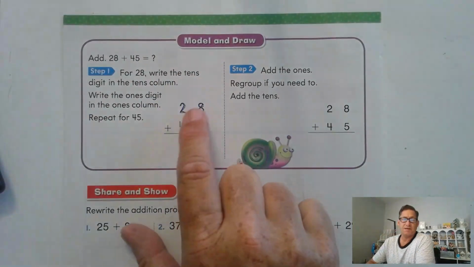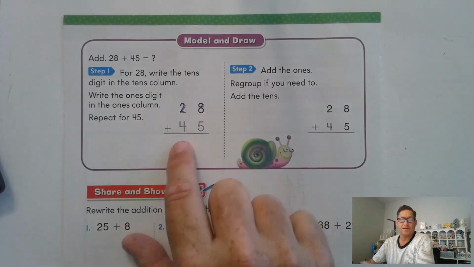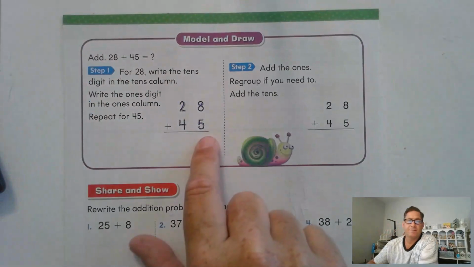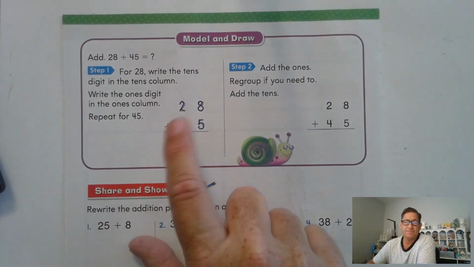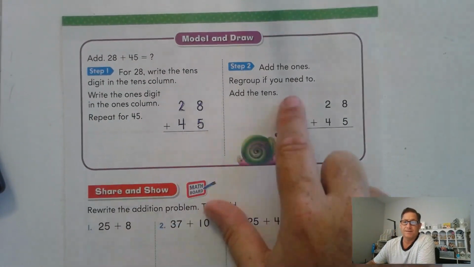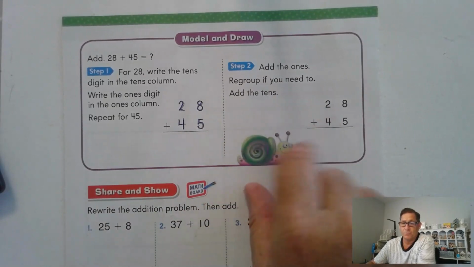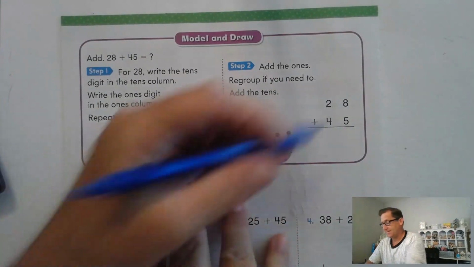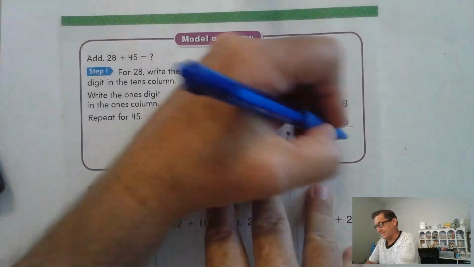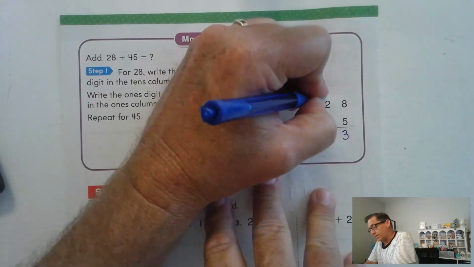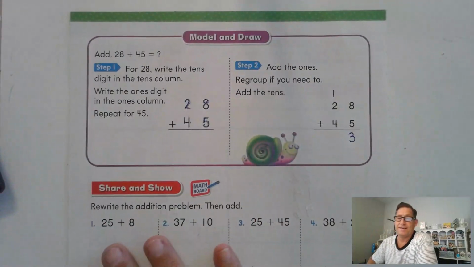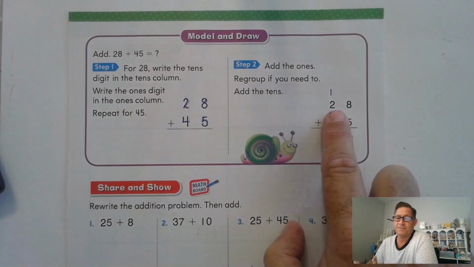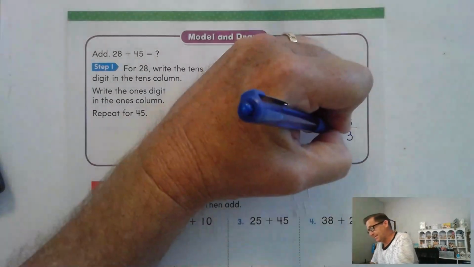So we have 2 in the tens place, 8 in the ones place, and we're going to add 45. 5 in the ones place, 4 in the tens place. Now we know this routine. Add the ones and regroup if you need to, and add the tens. Well, 8 and 5 is 13. So we're going to regroup that as 1 ten and 3 ones. Now add the tens. 4 and 2 is 6, plus the regrouped 10, 7.